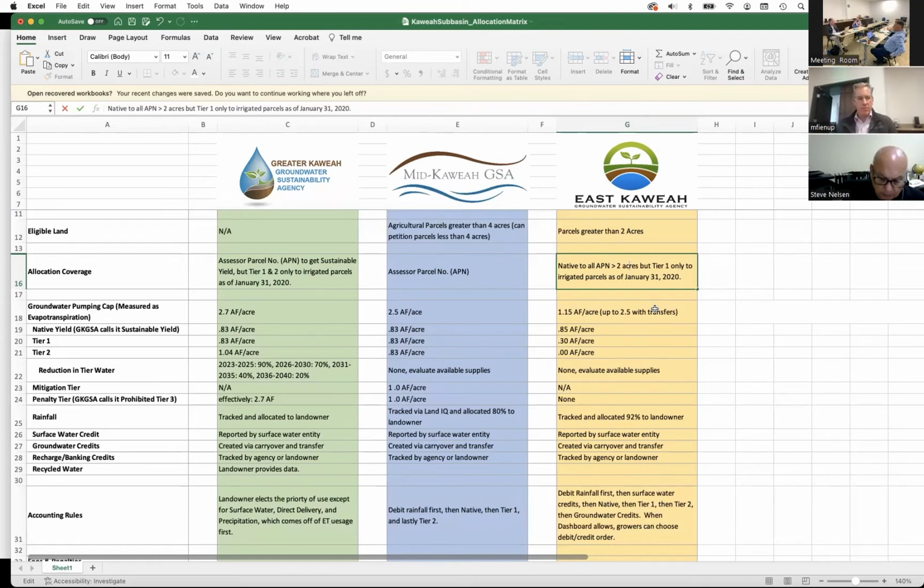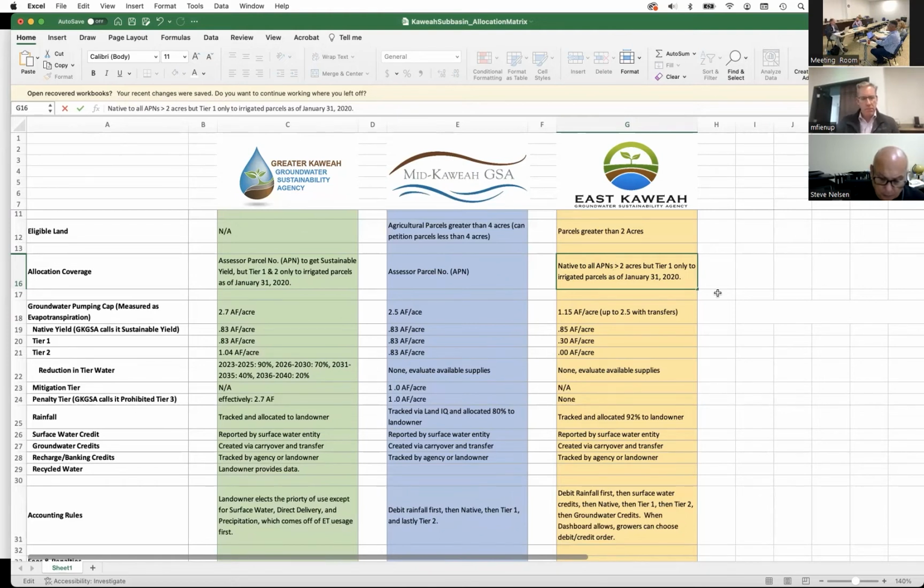Yeah, so 2 acres, I mean, we assess everybody 2 acres and above, but that's not the reason why the native only goes to them. It's the fact that we assume, for the most part, anyone smaller than 2 acres is probably considered a de minimis user. And that bucket of water is already kind of stripped out of the native before we allocate the native.